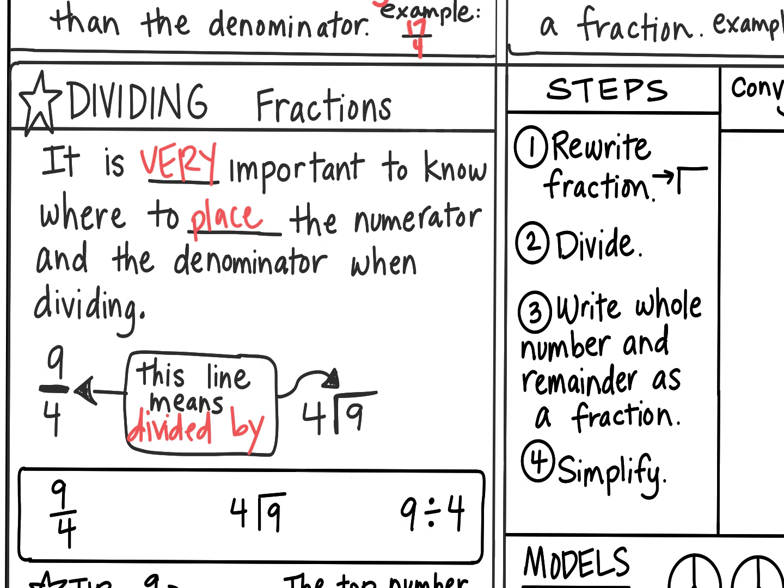Okay, so looking at this, these numbers down here are 3 ways that you can show division. So 9/4 is the same as 9 divided by 4. And 9 divided by 4 is the same as this 9 divided by 4. They all are the same. They're all dividing the same things.